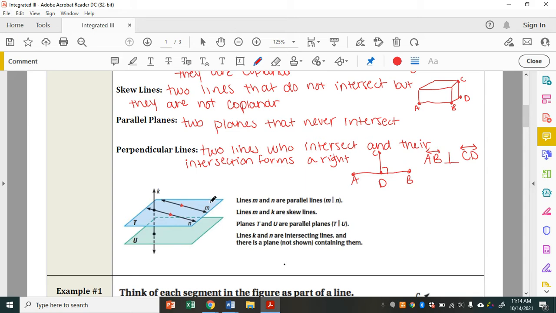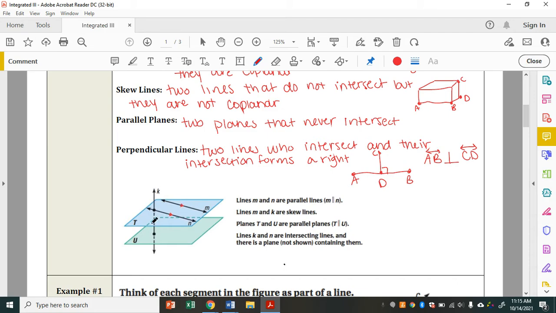So from our diagram below here, we can see that lines M and N are parallel. You can also check from a diagram if you see those double arrows. You have the arrows at the ends here. If you have the extra arrows in the middle, that also means that the lines are parallel.